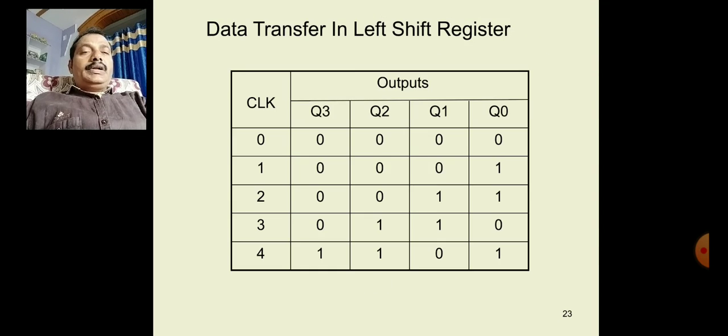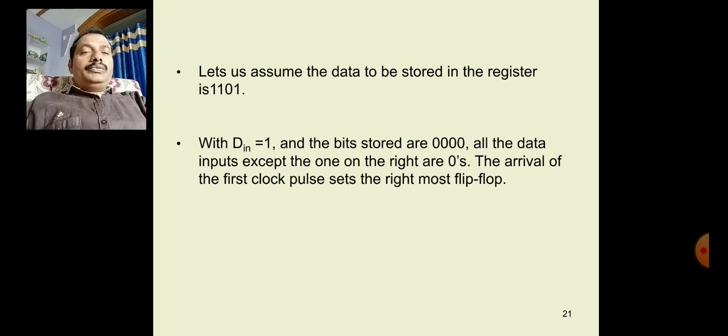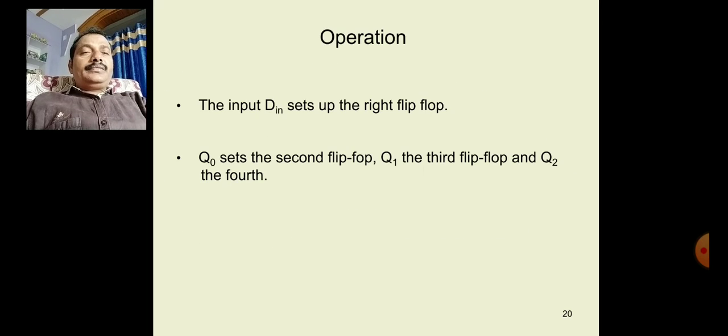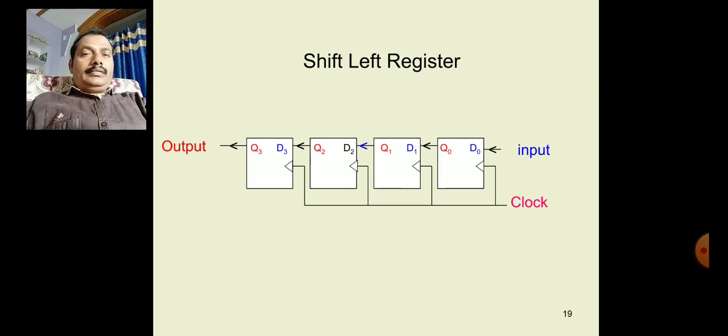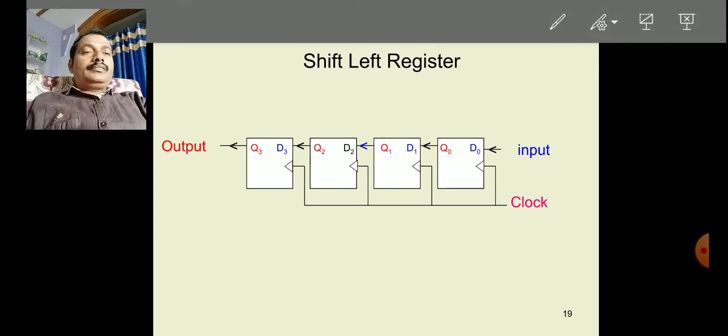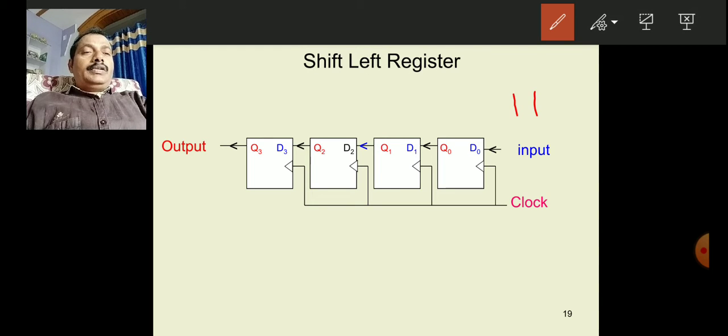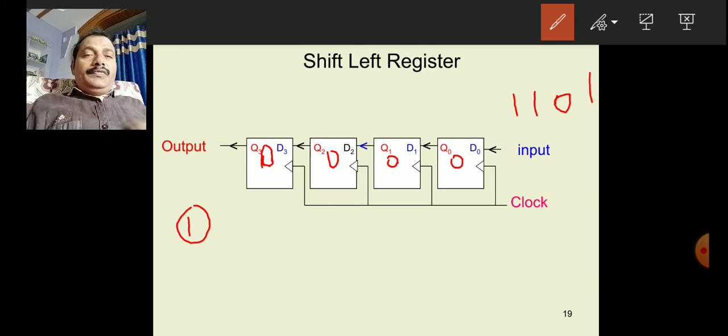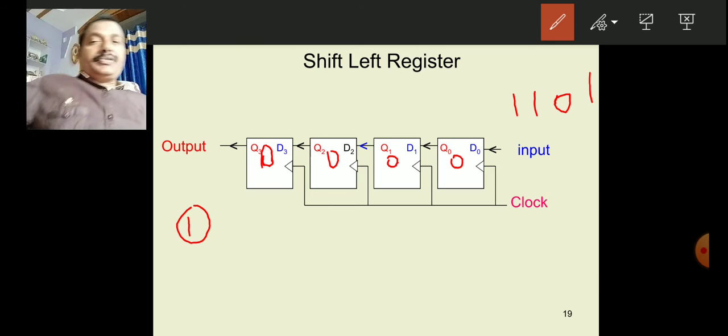So let me, with the diagram, I would like to tell you so that you will understand easily. For example, 1 1 0 1. In the first clock pulse, initially all the flip-flops are zeros, 0 0 0 0. Initially all flip-flops store 0 0 0 information.